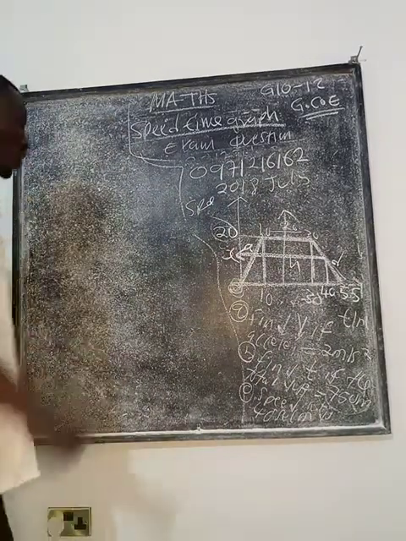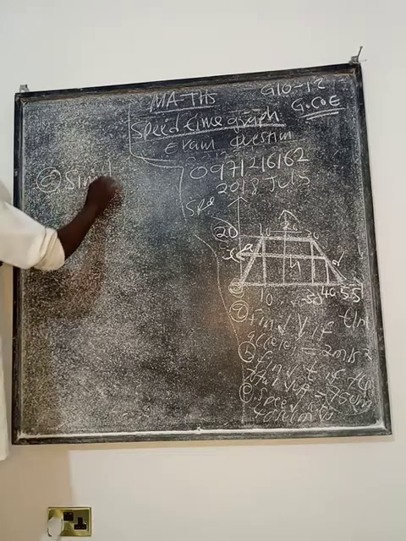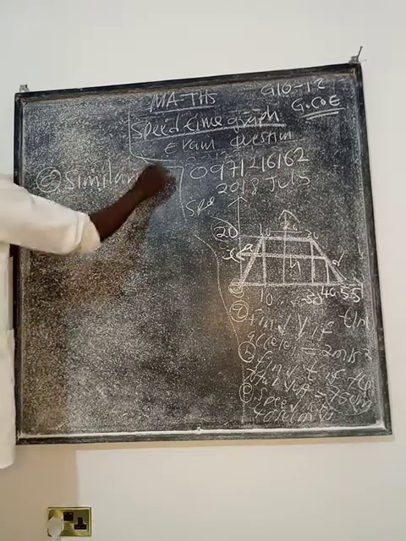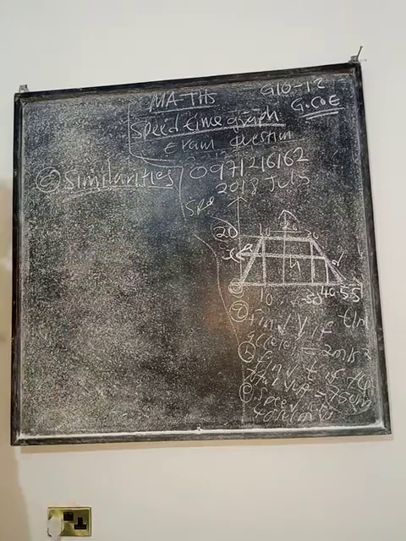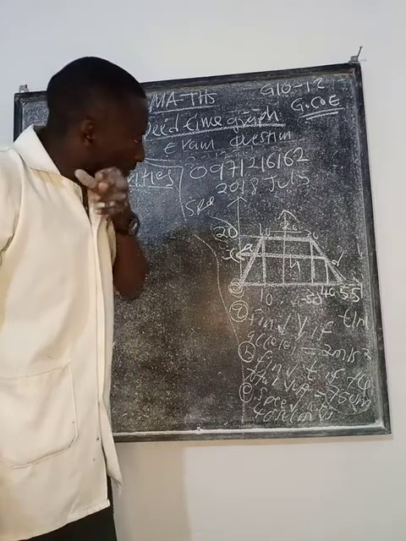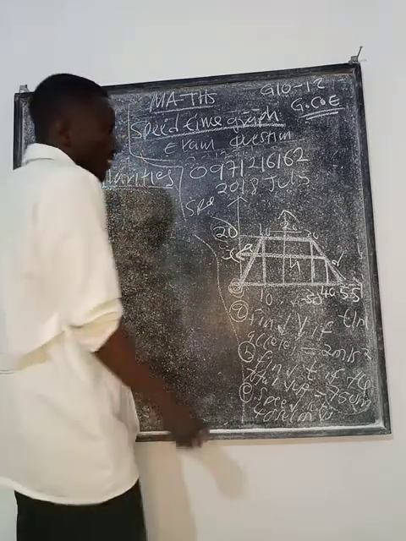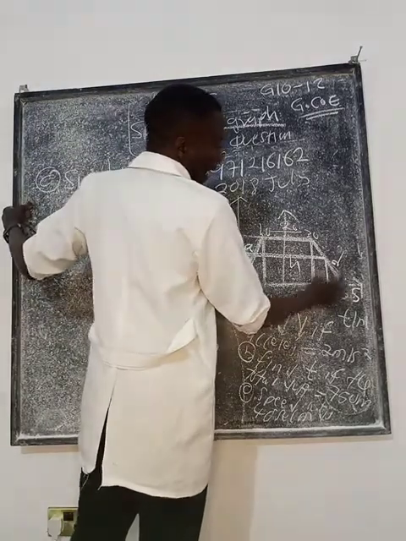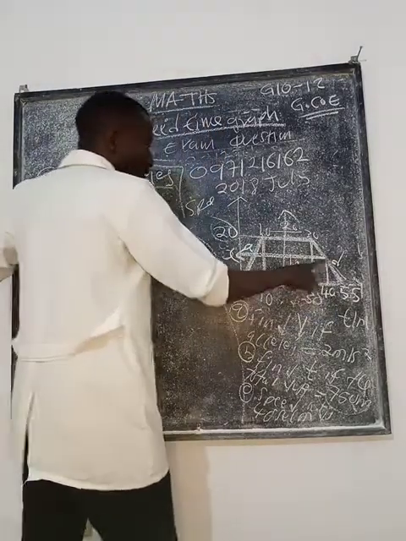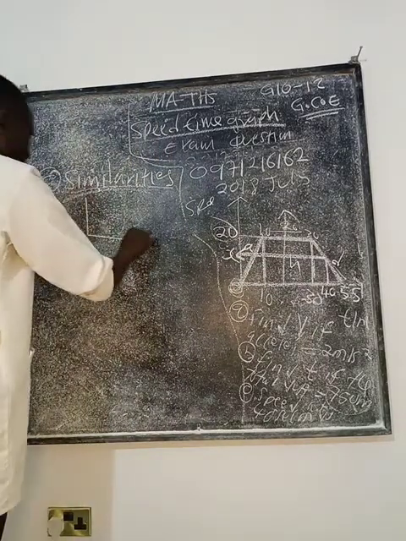So we are going to use a method called similarities. So you must be familiar. If not, just follow me closely. Similarities is what will help us to do this. So what we can do is, we can use, there's a smaller triangle here and a larger triangle. There are two triangles inside here. If I look at it carefully, this is what I have.